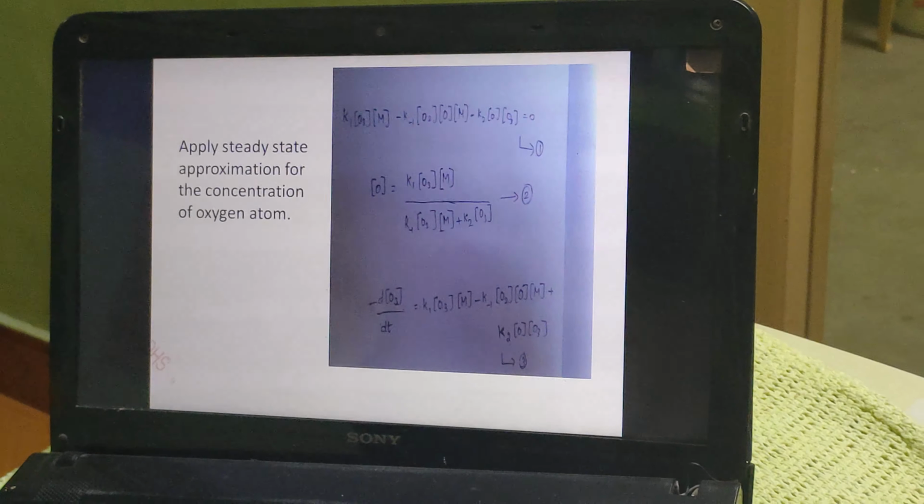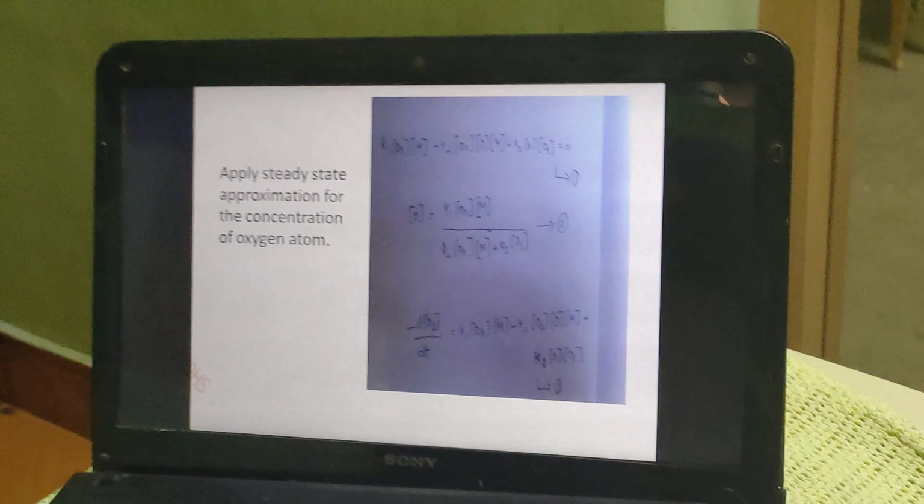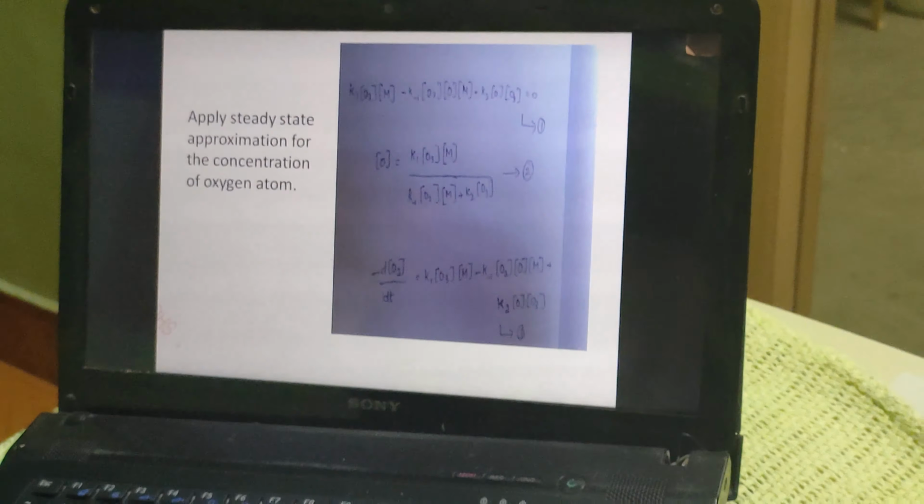Applying the steady state approximation to the oxygen atom: k1[O3][M] minus k-1[O2][O][M] minus k2[O][O3] equal to 0. This is the first equation. Then we calculate the concentration of O equal to k1[O3][M] divided by k-1[O2][M] plus k2[O3]. That is the second equation.